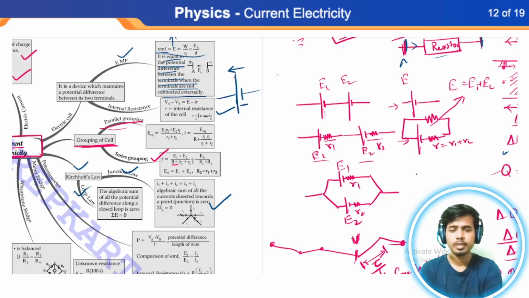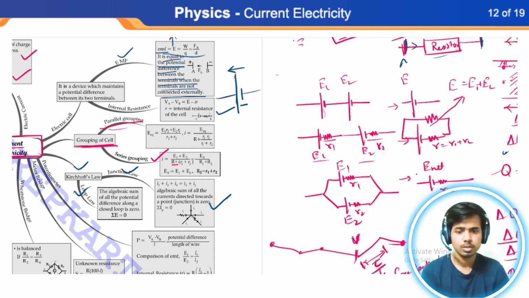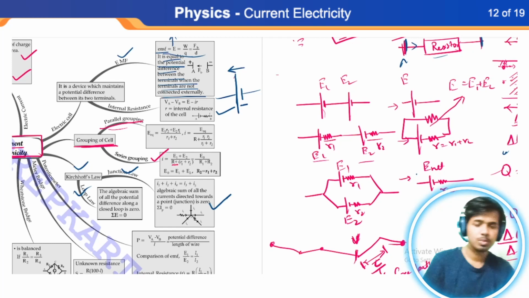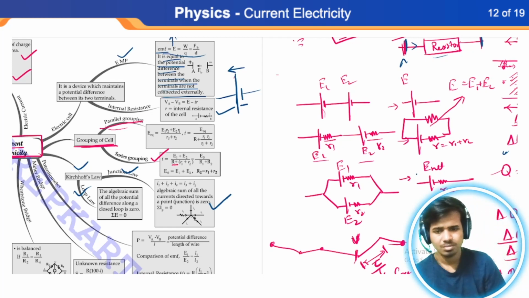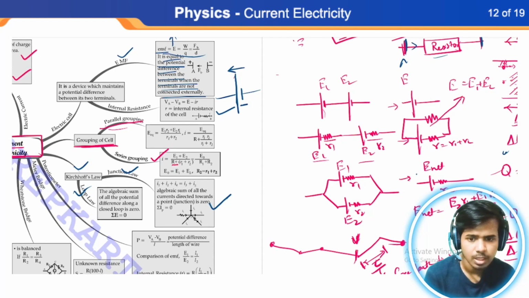Let's not go into the derivation of this one as it is slightly lengthy. I'll just give you the result of this one that you have to remember. This can be replaced with this one, where E net and this is R net, or a small r itself. That will be simply E net is equal to E2 R1 plus E1 R2 divided by R1 plus R2.